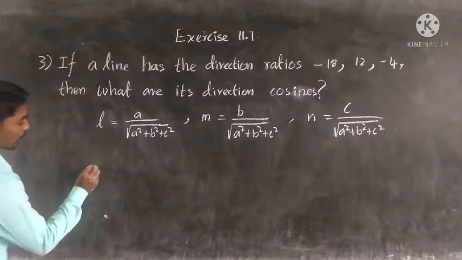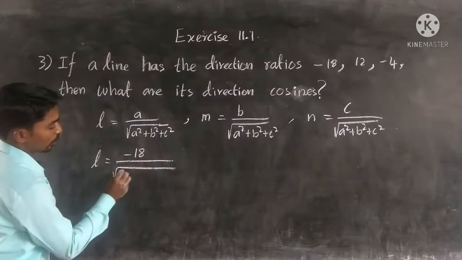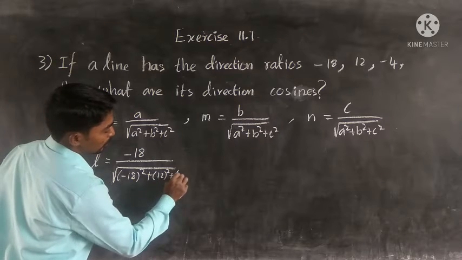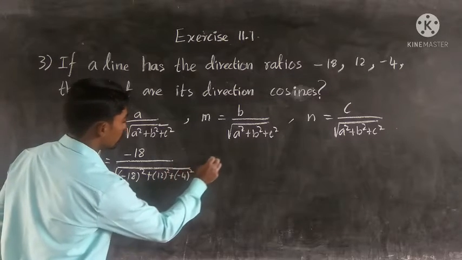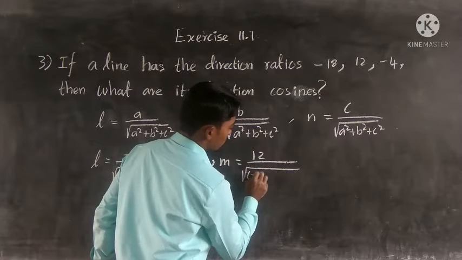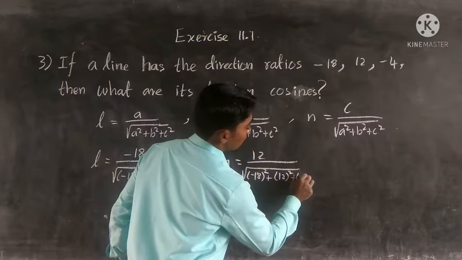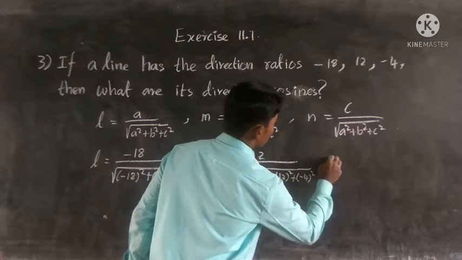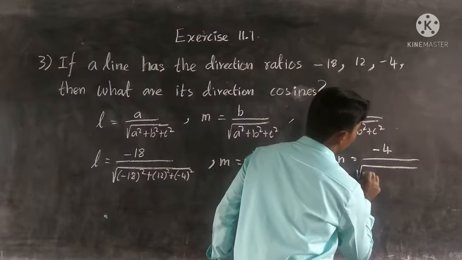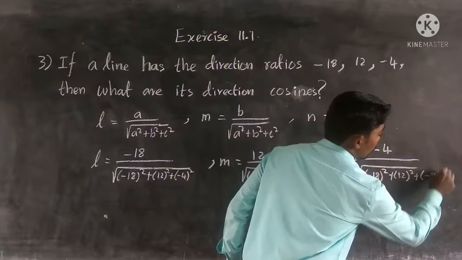Then substitute, we will get l is equal to minus 18 divided by square root of a square plus b square plus c square, and m is equal to 12 divided by square root of minus 18 square plus 12 square plus minus 4 whole square, and n is equal to minus 4 divided by square root of minus 18 square plus 12 square plus minus 4 whole square.